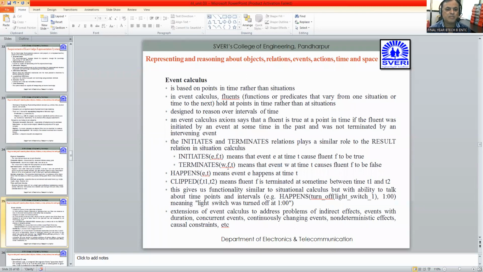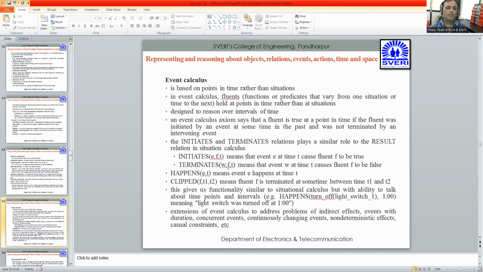The initiates and terminates relations play a similar role to the results relation in situation calculus. So as far as event calculus and situation calculus are concerned, there are two important points: one is initiate and the other is terminate. Their relationship plays a similar role as in situation calculus. Similarly, we will be seeing this in situation calculus.